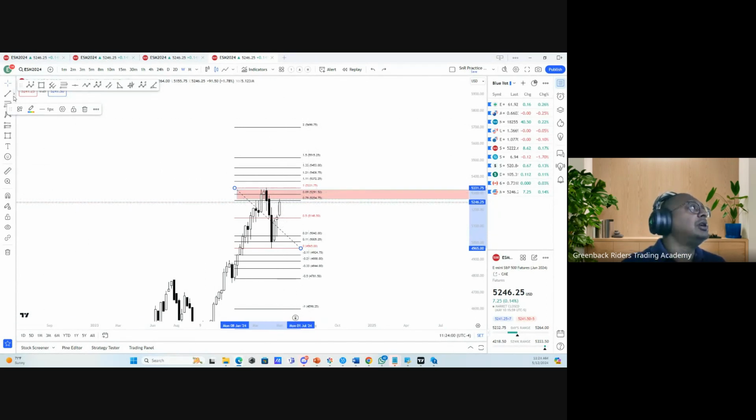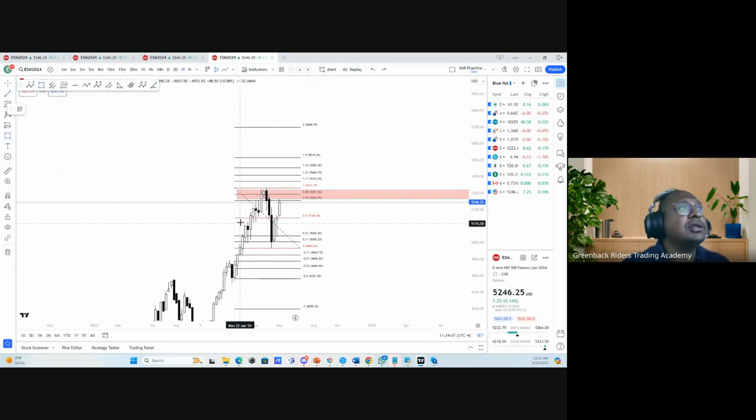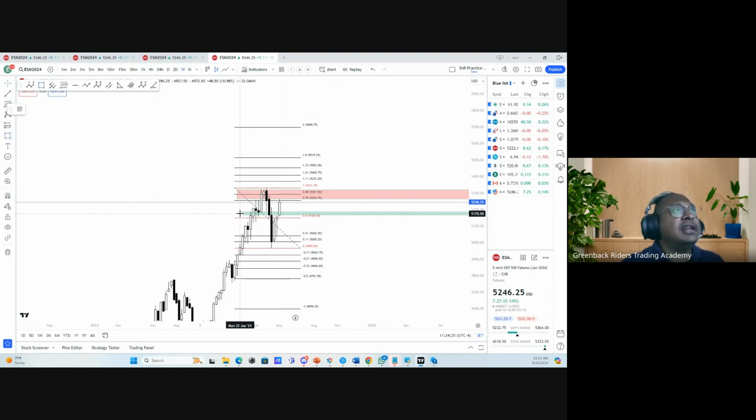Now, where is the support down here? My first support down here is, if you see, I won't draw a line here, I would rather draw a box. My first support here is this zone. If I change this to a buy zone, this is my first support, right? So it is highly possible that over the next one week, we come down here, or even there is another support here, which is these two. We may even come down somewhere here in the 5263 to 5193 area, and then we can go up again.